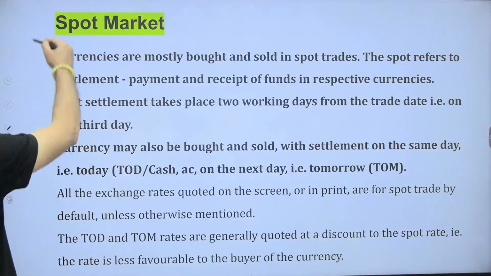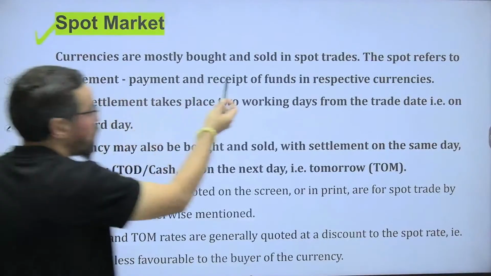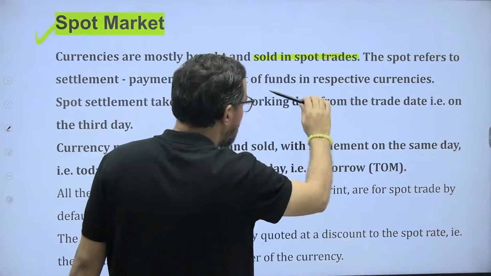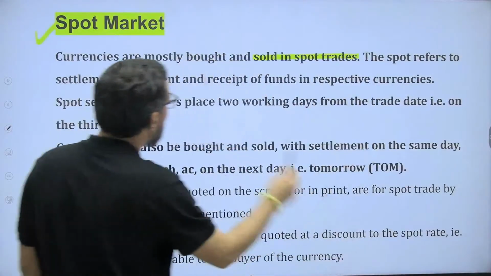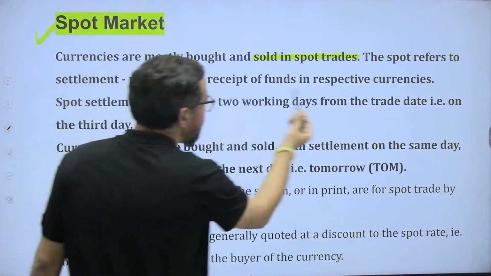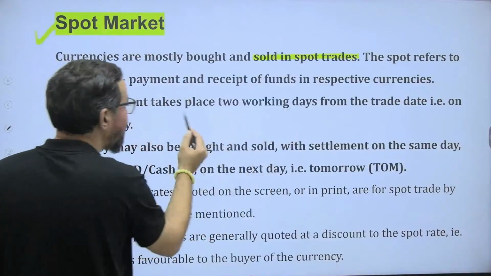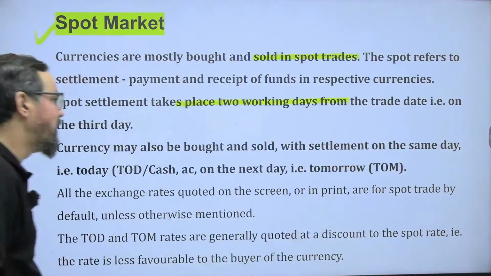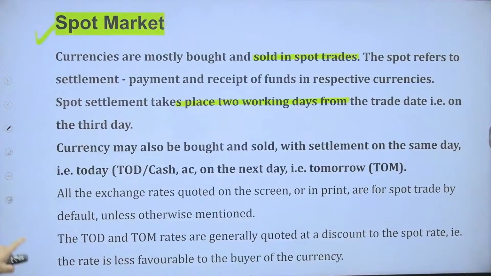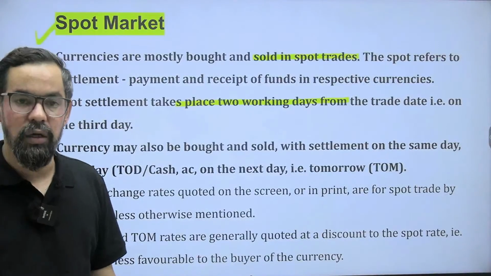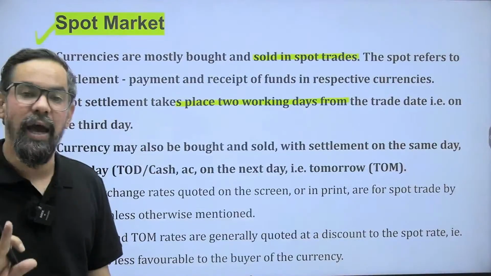In the spot market, currencies are mostly bought and sold at the spot rate. The spot rate refers to the payment and receipt of the respective currency. Settlement takes place in 2 working days from the date of trade. So this is the very first market, where we have cash, or term, and spot.